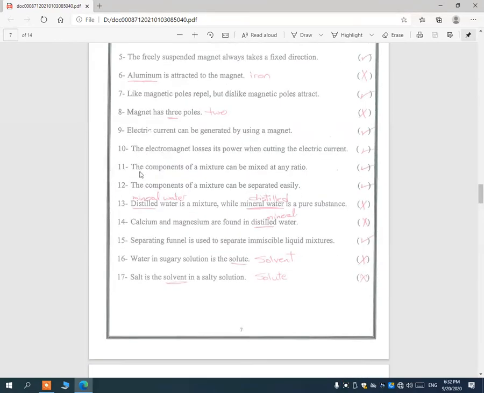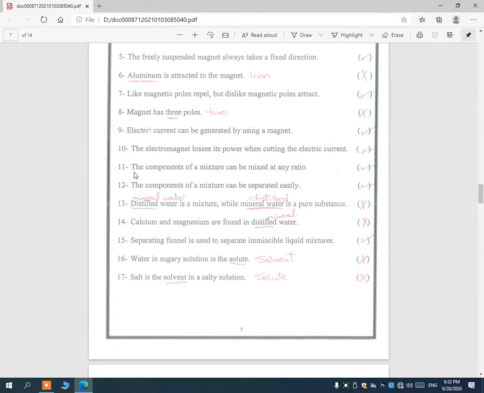Number 9: Electric current can be generated by using a magnet. Of course, true. Number 10: The electromagnet loses its power when cutting the electric current. True. By cutting the electric current, the electromagnet loses its power.